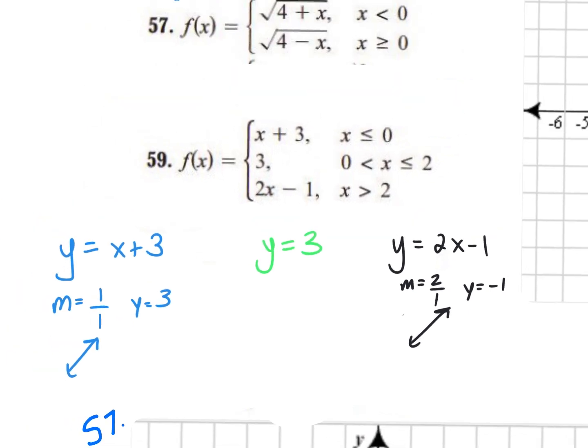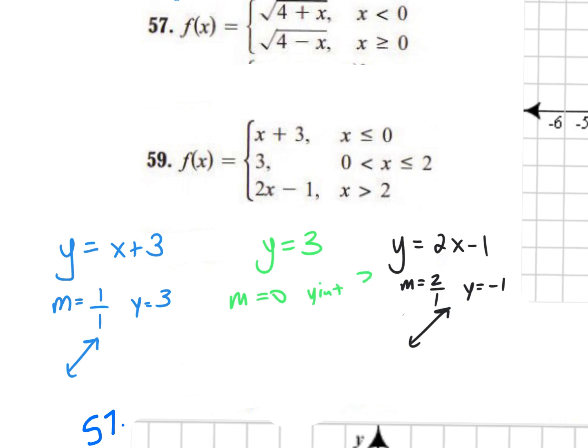What is the green line? It's what? No, it's a line. Why is it a horizontal line? You are correct, my dear. Because it's y equals. There's no slope. Your slope is 0, and your y-intercept is at 3.